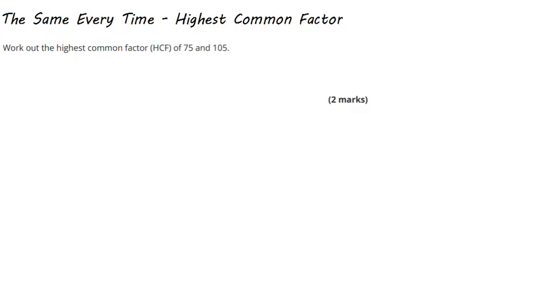I'm going to continue, and the method that I suggest is using factor trees to work out the prime factors for both of these numbers, 75 and 105. I'm going to do this non-calculator. Some GCSE papers do have a non-calculator paper. The numbers are a little bit tricky though, aren't they, for non-calculators?